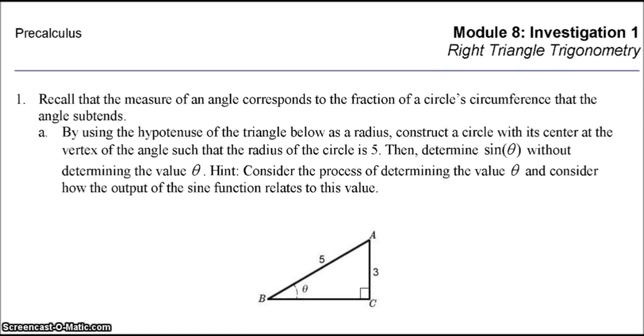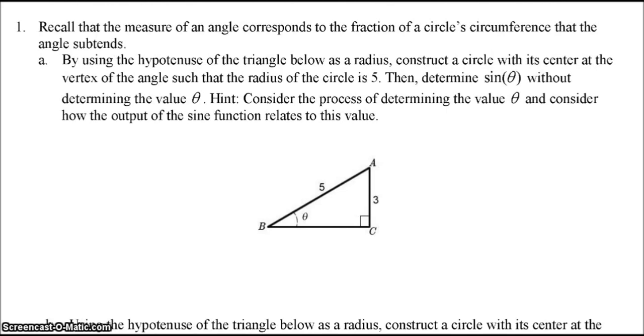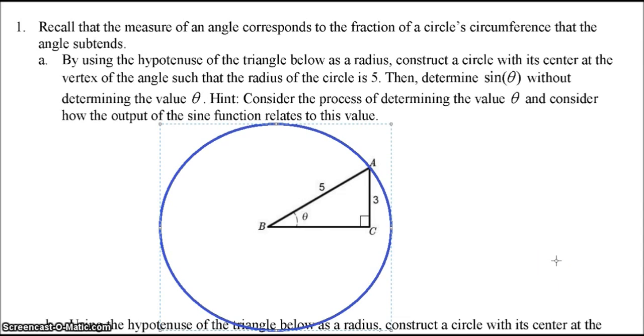Hint: consider the process of determining the value theta and consider how the output of the sine function relates to this value. So first, let me just put a circle up here. That's approximately a circle with the center at B. That's what we're going for. Determine sine of theta without determining the value of theta.